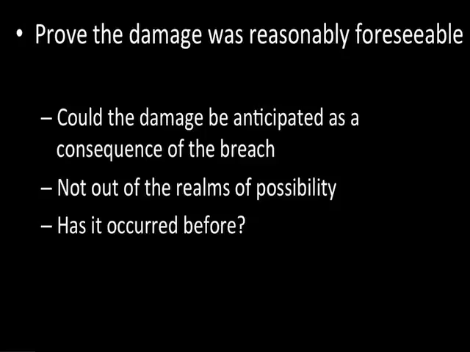Step 5. The claimant must prove that damage was reasonably foreseeable. So could the damage be anticipated as a consequence of the breach? Was the damage not out of the realms of possibility? And has it been known to occur before? Essentially, this would lead directly back to the risk register or the risk assessment that was done prior to travel. So it pays to be thorough and complete here. Do not just go through the motions and use a tick and flick, because any admissions could be used against you if the claimant was injured during travel.